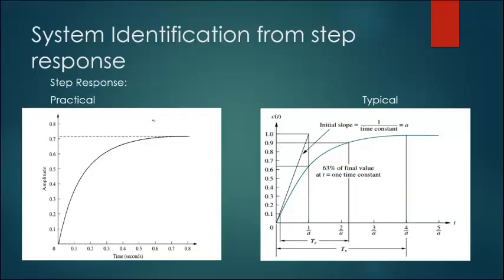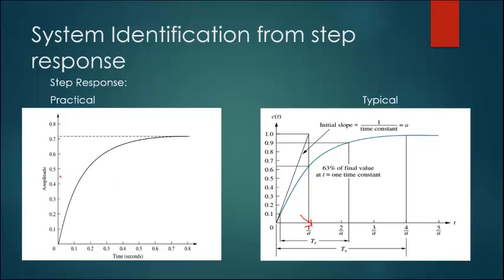So by going back to our step response and comparing these two, the typical step response of a first order system and the practical step response of our system, we can calculate the constant a. When the response reaches the value of 63% of its final value, on the x-axis we have t, which is time, equal to 1 over a. So we do the same thing here. We calculate a, or 1 over a.